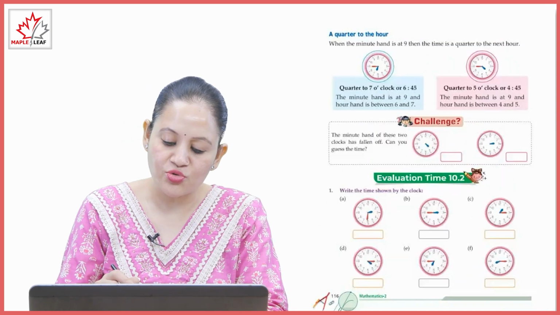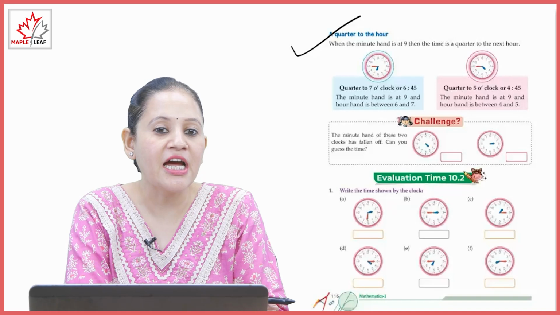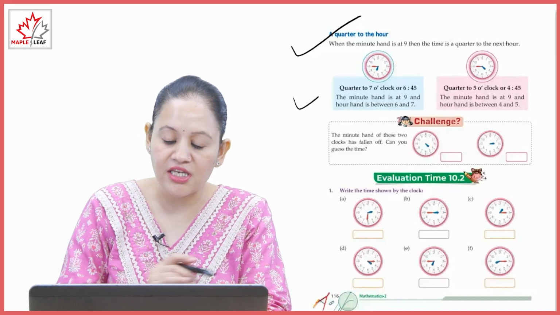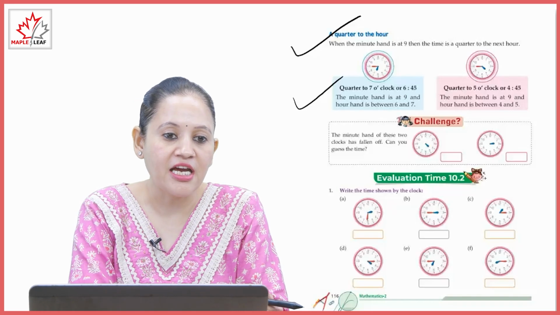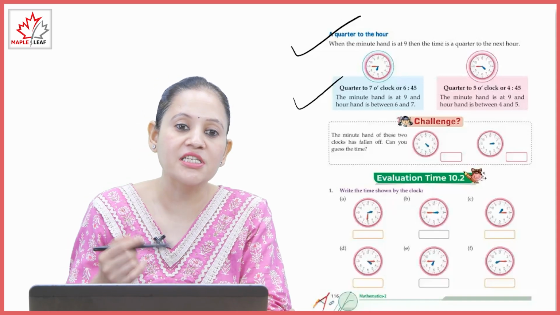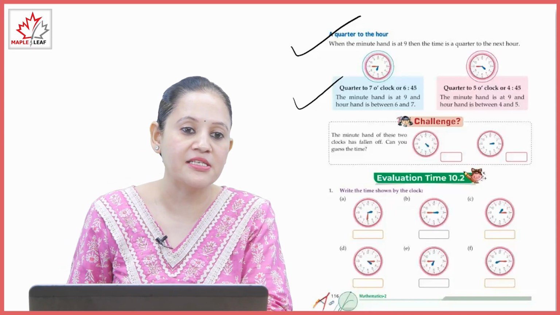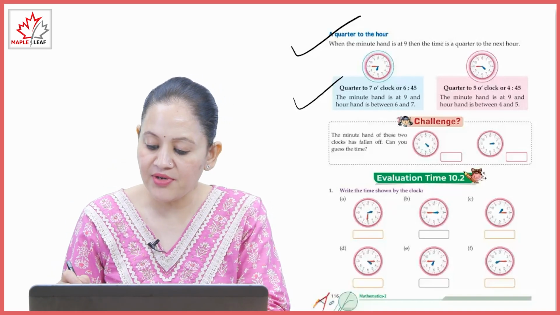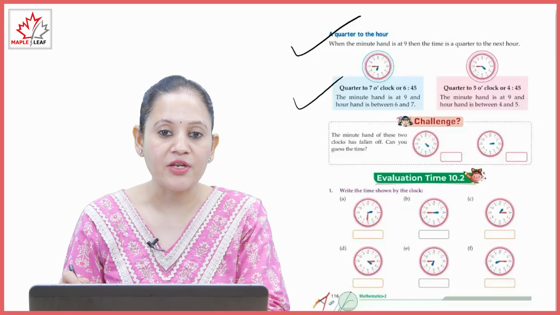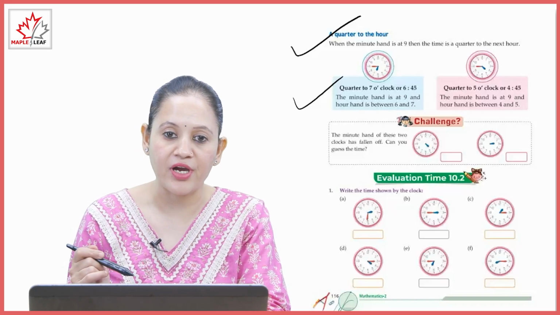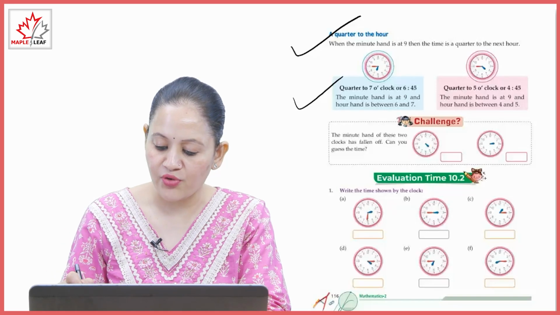Next is quarter to the hour. When the minute hand is at 9 then the time is quarter to the next hour. So here in this clock you can see the minute hand is at 9 and the hour hand is between 6 and 7. So minute hand कहाँ पे है? 9 पे and hour hand है 6 और 7 के बीच में तो time हो जाएगा 6:45 and we'll read time as quarter to the next hour, means quarter to 7 o'clock. Here we'll read the time as 4:45 because the minute hand is at 9 and the hour hand is between 4 and 5. So quarter to 5 o'clock.